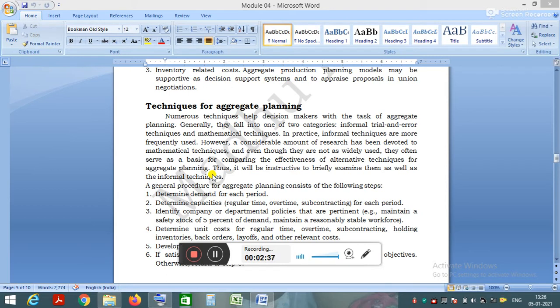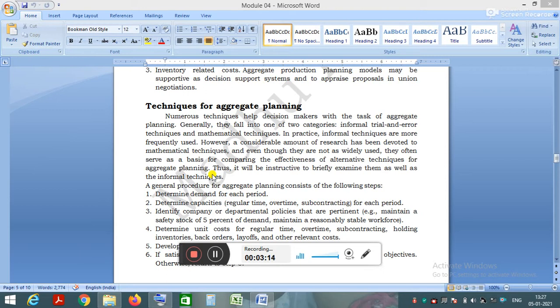In informal or trial and error techniques, the decision makers make use of their experience, where the decisions are taken based on judgment and strategies. But in mathematical techniques, they make use of some methods and formulae. They are going to formulate the things and arrange the things. In practice, the informal techniques are more frequently used.